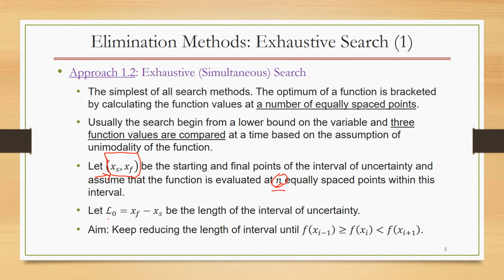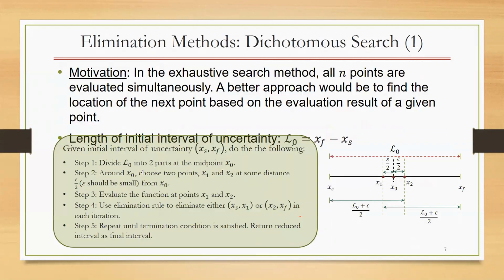So let's define L naught as the length of this interval of uncertainty. Okay, I did this on my computer at home, but when I bring it here, it overlaps. So L naught is, if this is my given interval from XS to XF, the length of the initial interval of uncertainty. This is the length which I denote by L naught. L naught means in the very beginning.